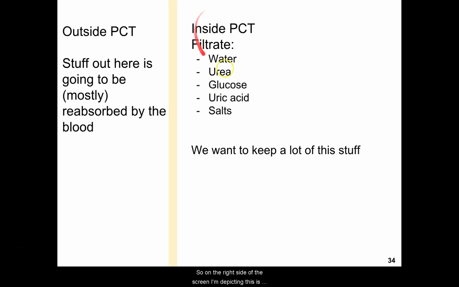So on the right side of the screen, I'm depicting this is inside the PCT. This is going to continue on in the nephron. And then this is outside of the PCT. The stuff that winds up outside the PCT is mostly going to be reabsorbed by the blood. So inside the PCT, remember, this is that filtrate. The formed elements kept going along that afferent arteriole. But inside the PCT, you have water, you have urea, you have glucose, you have uric acid, and you have salts. But we want to keep some of this stuff.